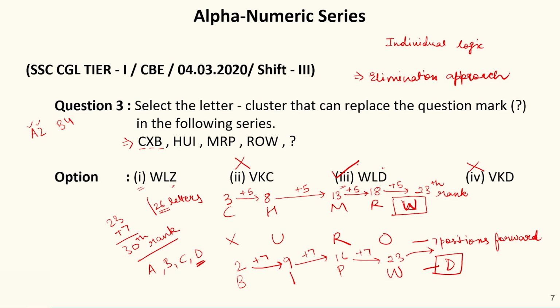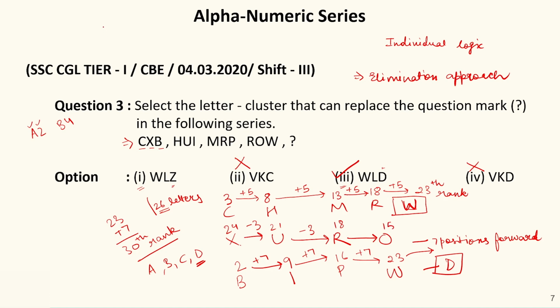So I arrived at this answer without even checking the second series. Why? Because we use the elimination approach. Now let us just quickly check whether the L is correct or not, right? So from X, which is positioned at 24, we are going to U, which is positioned at 21. So we are going 3 terms back. Similarly, from U, if we are going to R, positioned at 18, we are going 3 positions back. From R, if we are going back to O, positioned at 15.